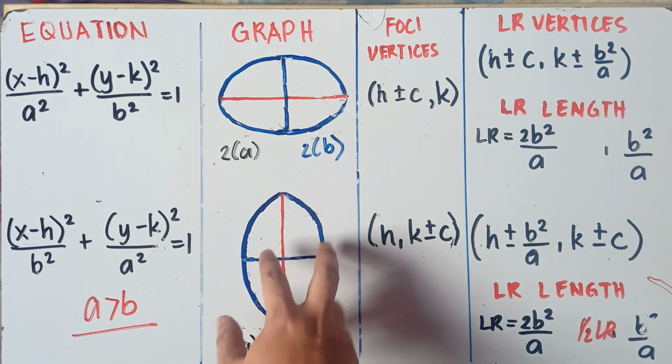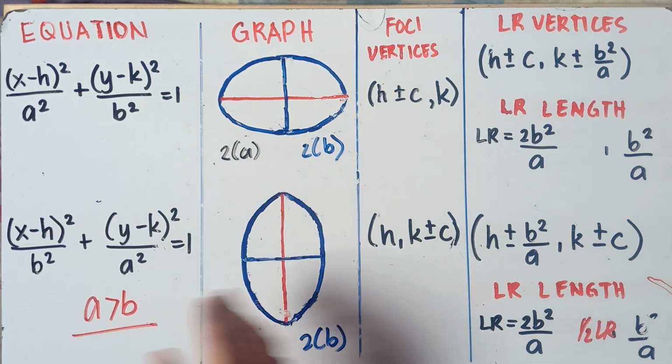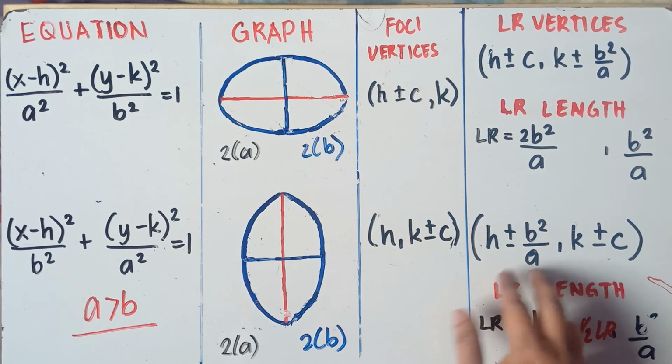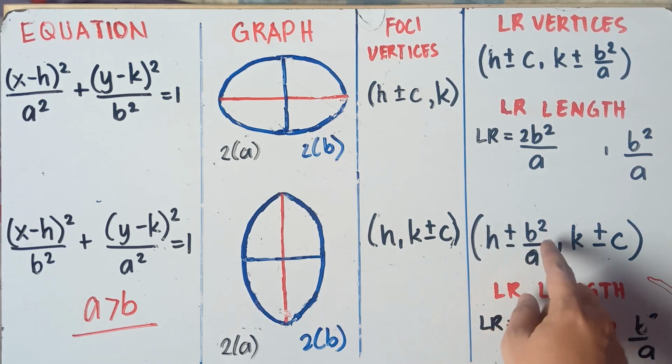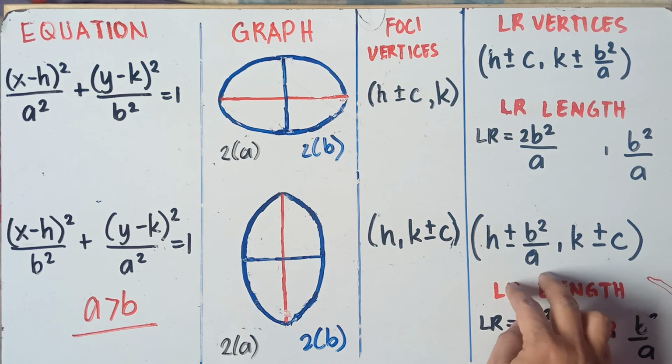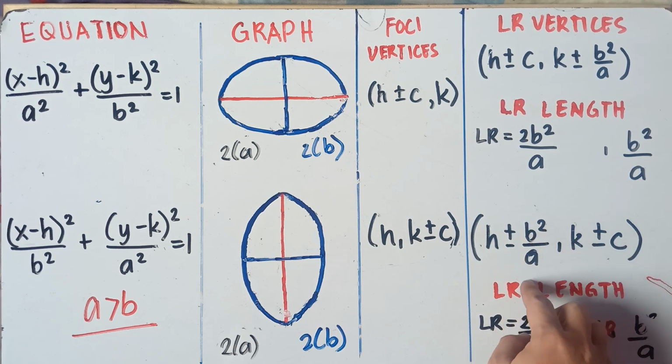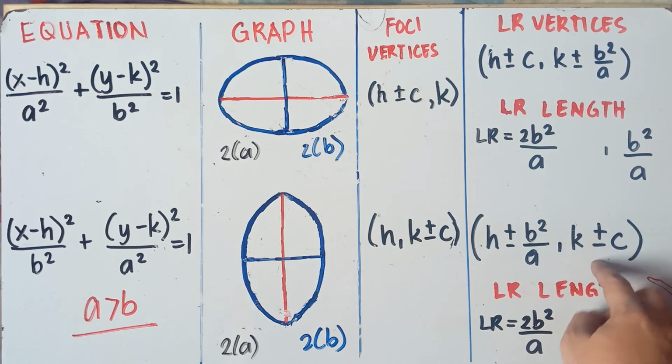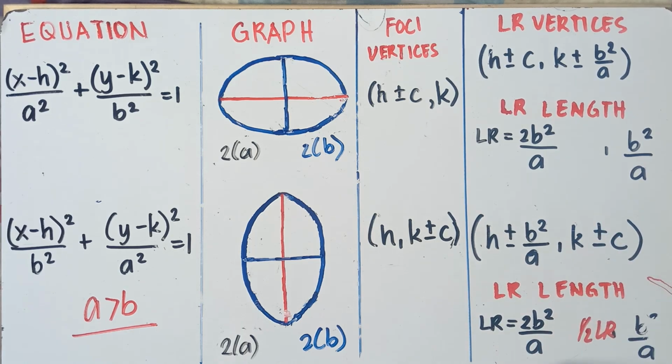Now, if you have this kind of graph, class, where your a is aligned on y squared, this will be our equation for the latus rectum: h positive negative b squared over a, that would be half the length of the latus rectum, comma k positive negative c. And for the length of the latus rectum, same equation. Once again, b squared over a is half the length of the latus rectum.